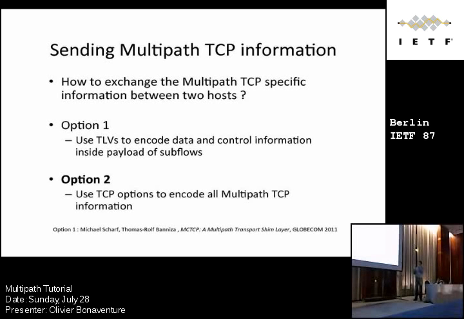The second option is to use TCP options to encode all the Multipath TCP information. This is the solution which has been chosen by the Multipath TCP working group. The drawback of this approach is that the amount of space which is available for TCP options inside TCP segments is limited, because we cannot have more than 40 bytes of options in each TCP segment.